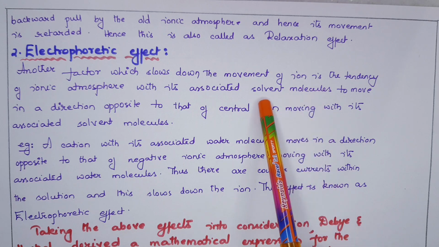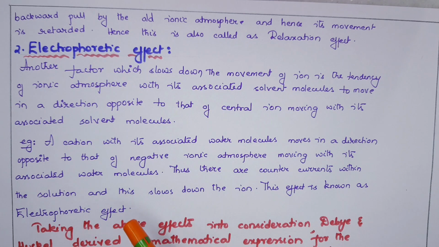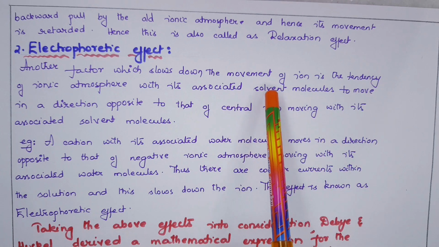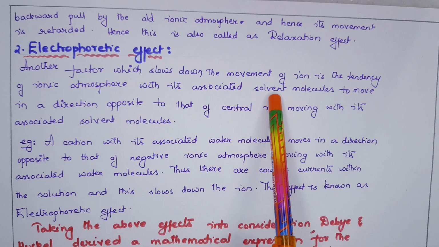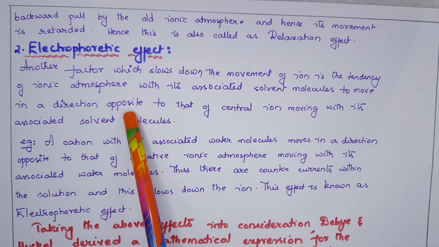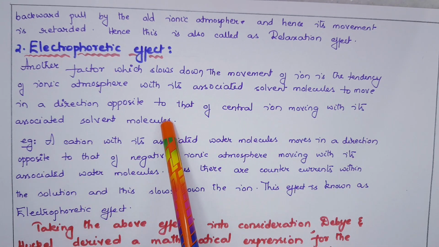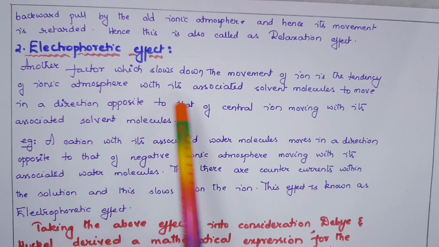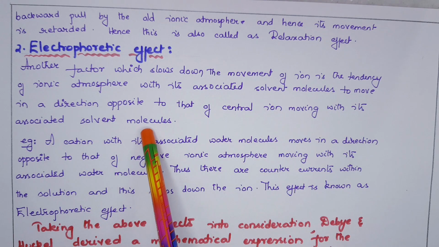You might get a doubt, ma'am, where are the solvent molecules coming from? See, students, we are talking about ions, which means it is in the form of a solution, right? So in the solution we know there will be solvent molecules. So the tendency of the ionic atmosphere with its associated solvent molecules is that it will be moving in a direction opposite to that of the central ion moving with its associated solvent molecules. Here the ionic atmosphere will be associated with its solvent molecules, and the central ion will be associated with its solvent molecules.